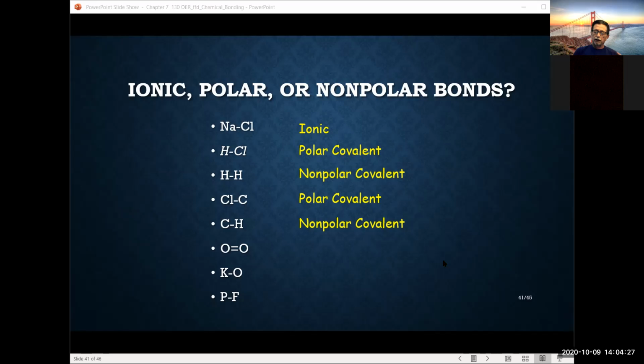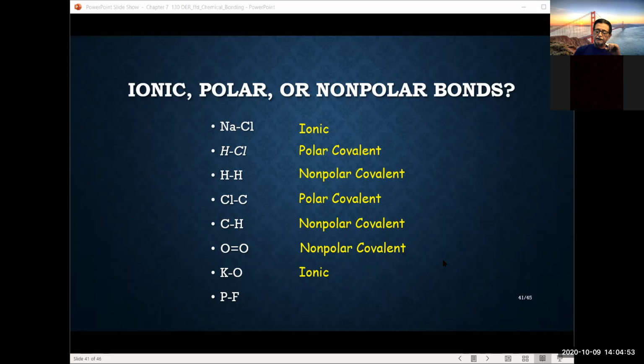Carbon and oxygen, okay? Two same elements, definitely a covalent bond, but non-polar. It's one of the diatomic compounds. And then potassium and oxygen, in this case oxide, definitely ionic. You've got a metal and a non-metal.